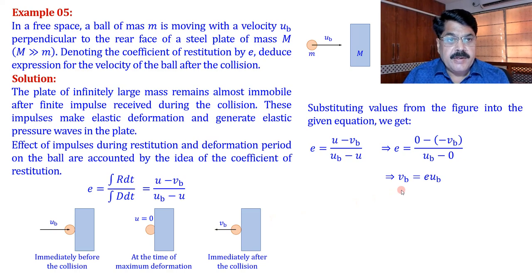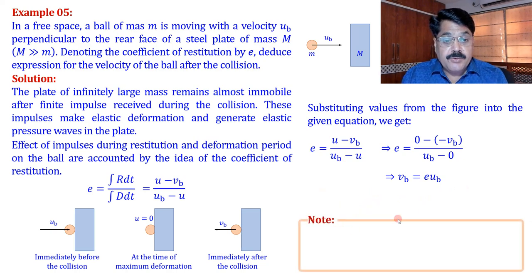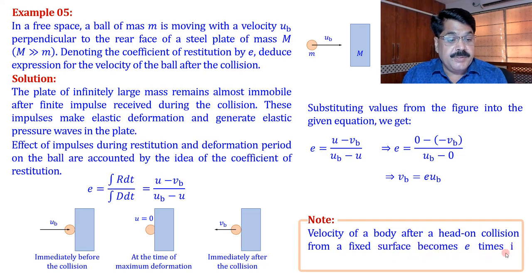So what do we observe? After collision with an infinitely large plate which was stationary, it will again remain stationary after collision. The velocity of the ball gets reversed and becomes E times. So it can be thought that the plate is stationary, because of its infinite mass it will remain stationary. Instead of an infinite mass plate, we can take a stationary fixed surface also, and we get the same result. So we can make a note of this, because this result can be used several times. The idea is that the velocity of a body after a head-on collision with a fixed surface becomes E times in magnitude and reverses in direction.